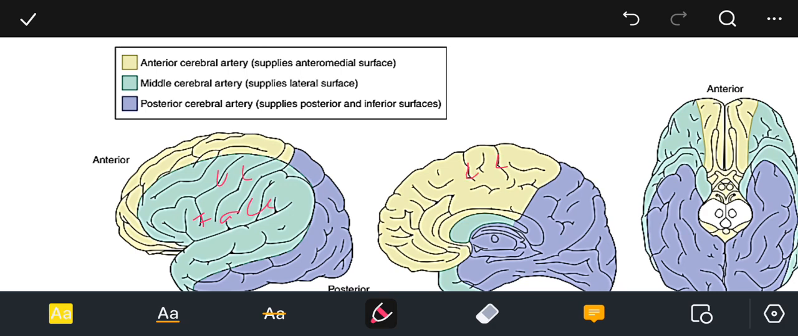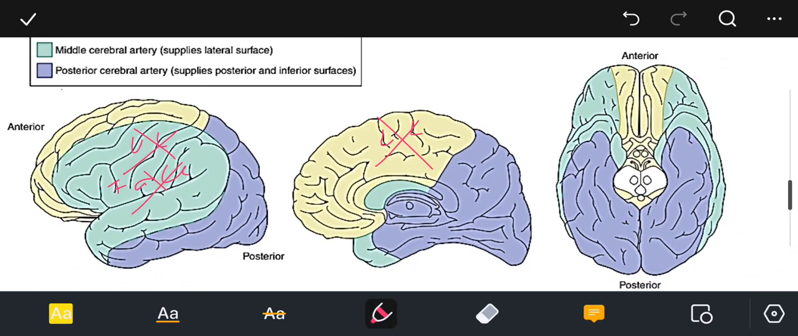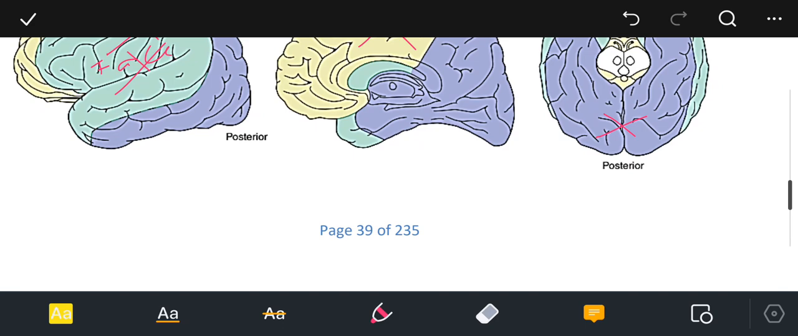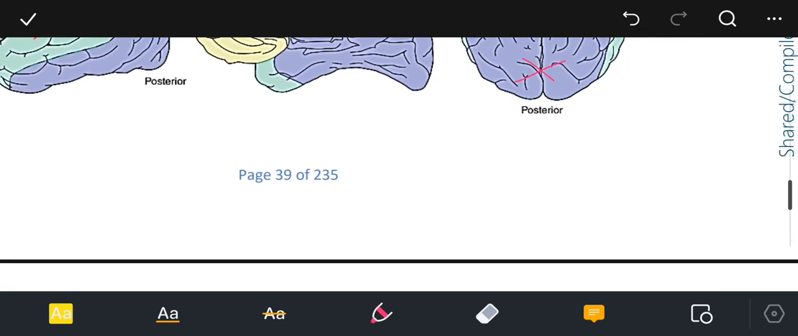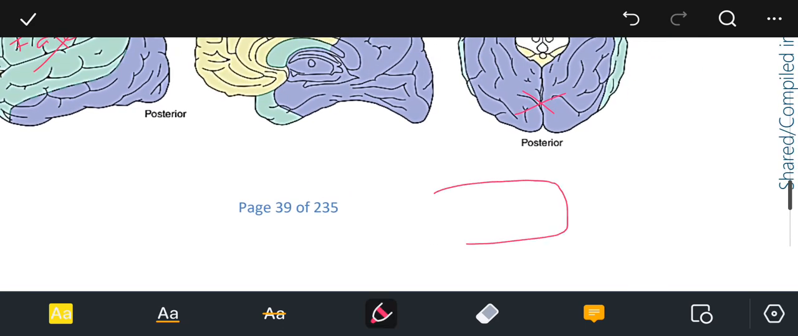If there is any infarct in the region of the middle cerebral artery, the upper limb or the face area will be affected. If there is an infarct in the anterior cerebral artery distribution, the lower limb will be affected. And if the posterior cerebral artery is affected, the occipital lobe will be affected, and there will be cortical blindness. But the cortical blindness has a specific pattern called homonymous hemianopsia, homonymous hemianopsia with macular sparing.